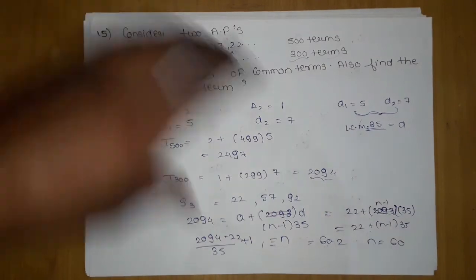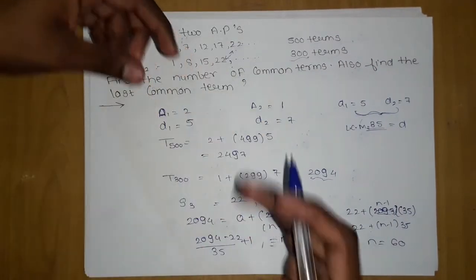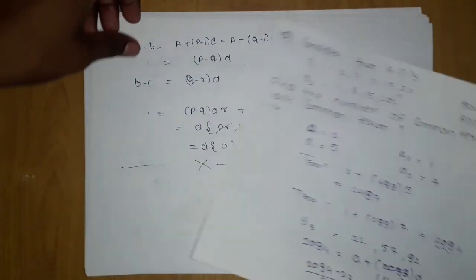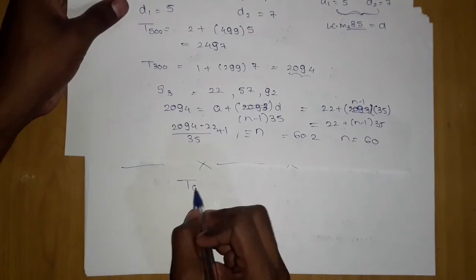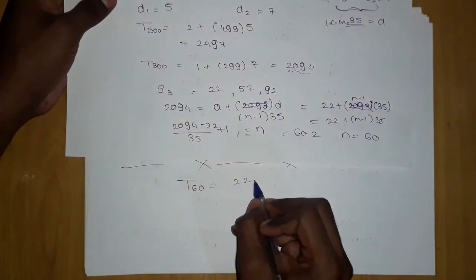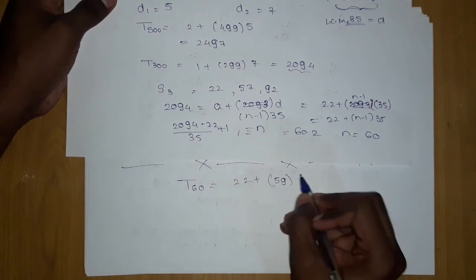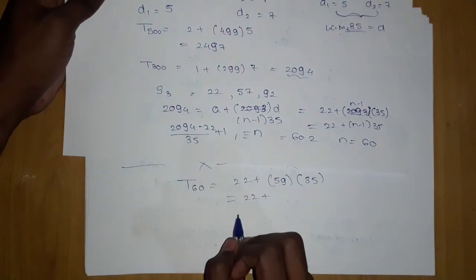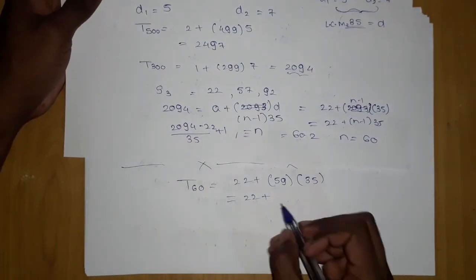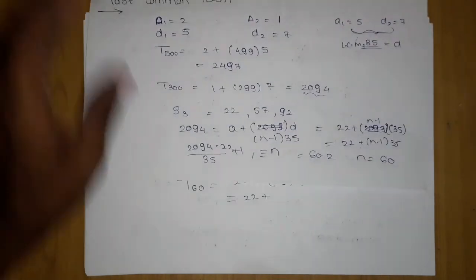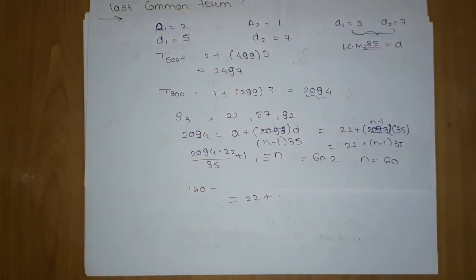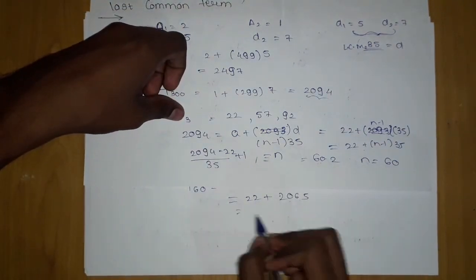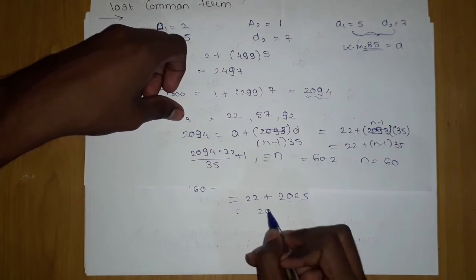So at n equals 60, the last common term between these two series will exist. Now let's find T60. Our job is almost done. T60 is A, which is 22, plus 59 into D, where D is 35. If I calculate it, 59 into 35 is 2065. So 22 plus 2065 gives me 2087.